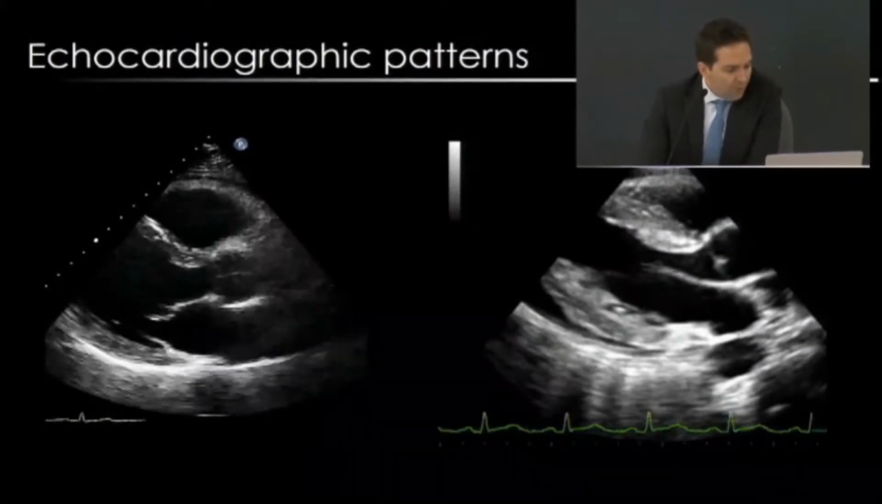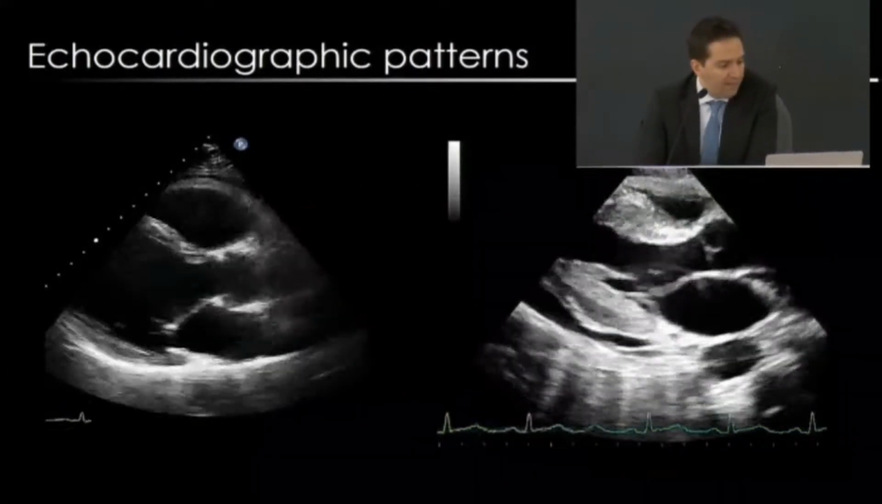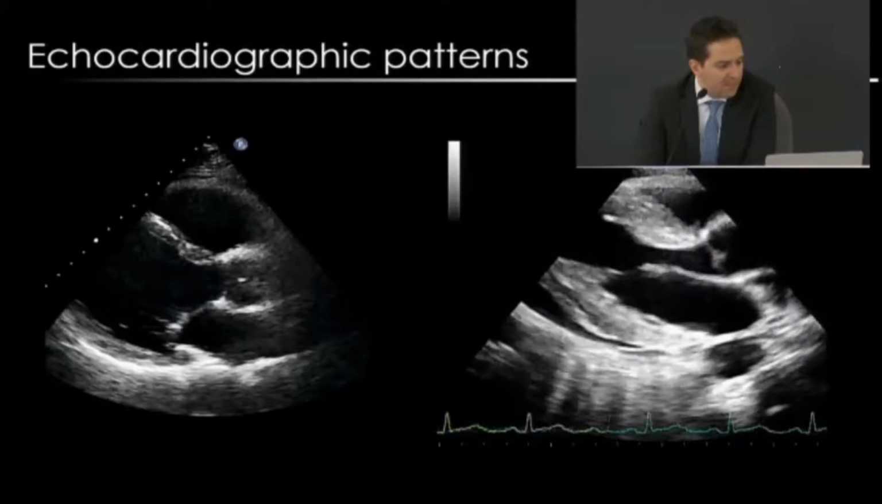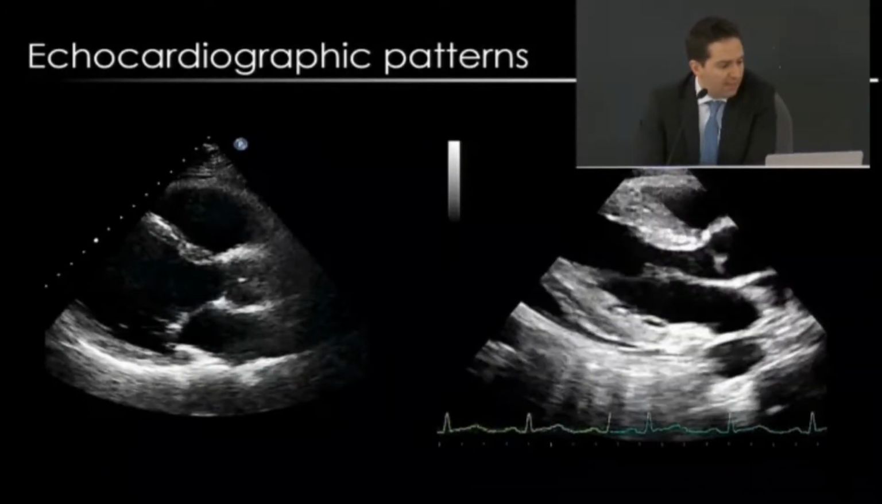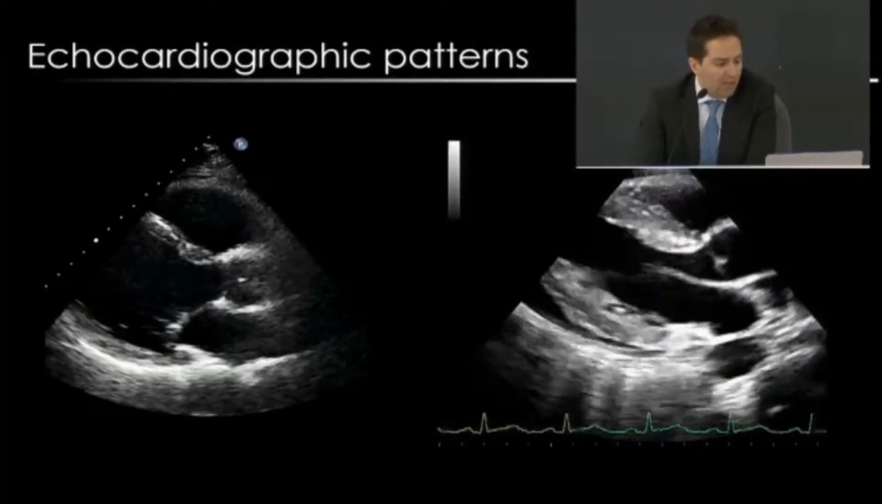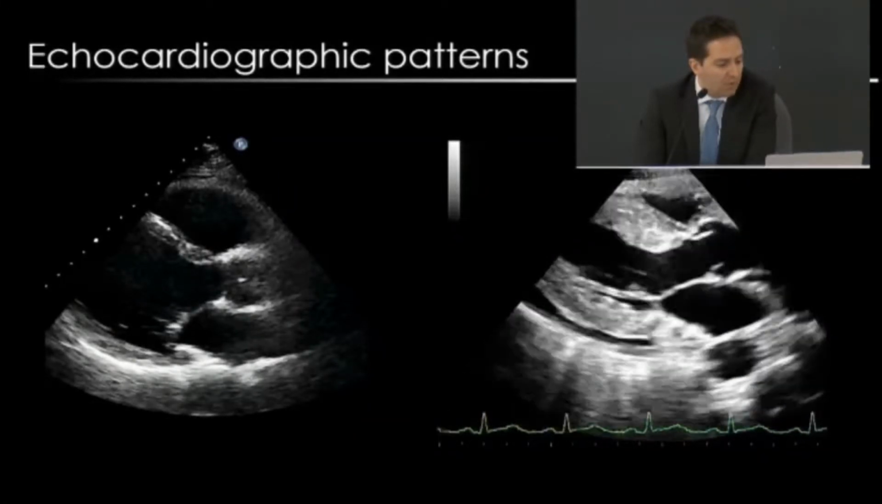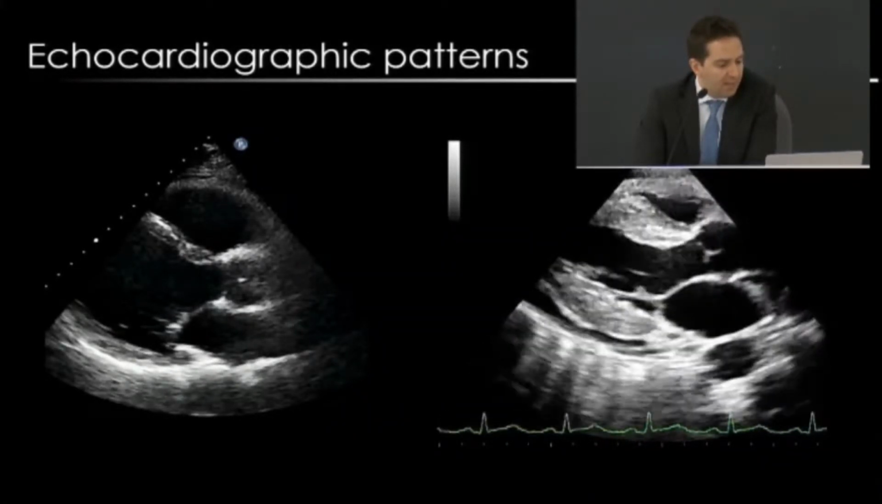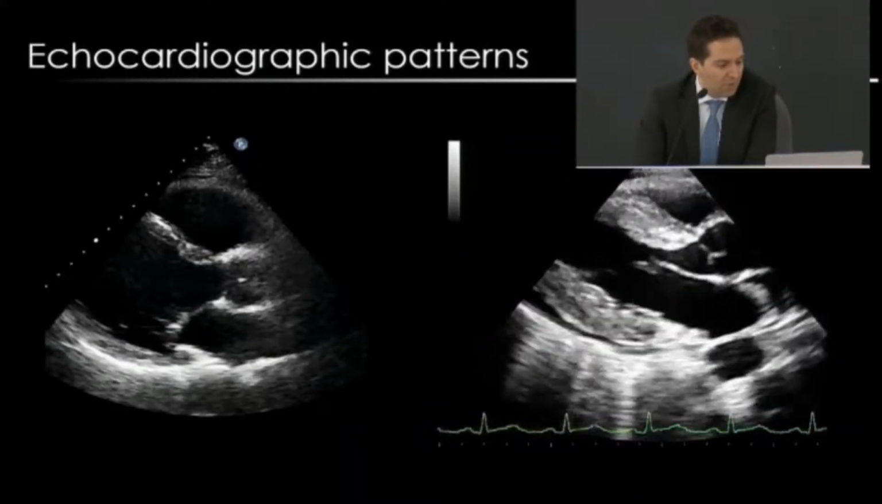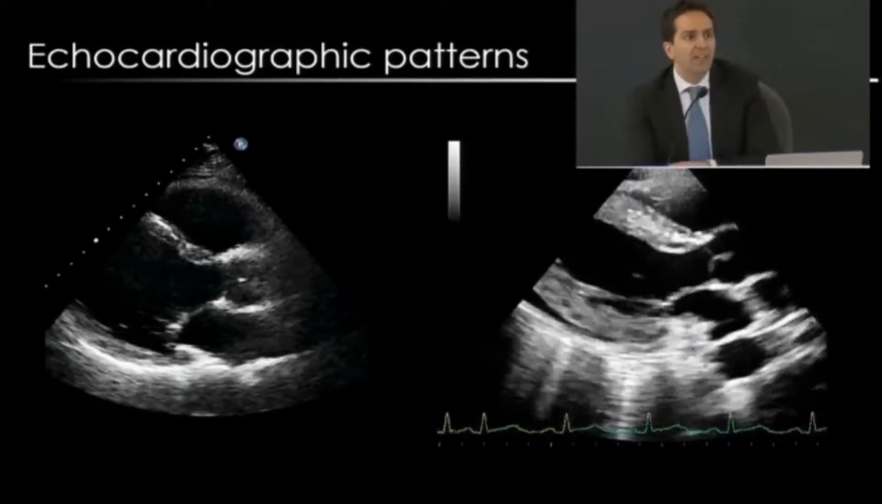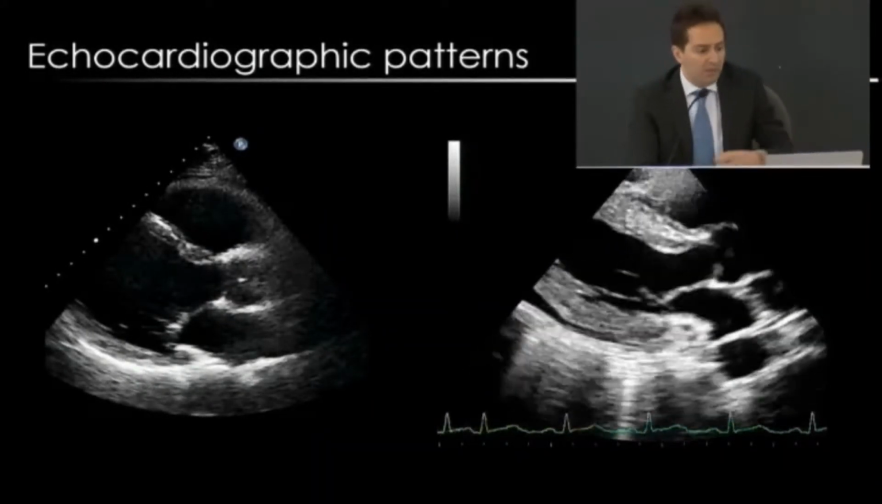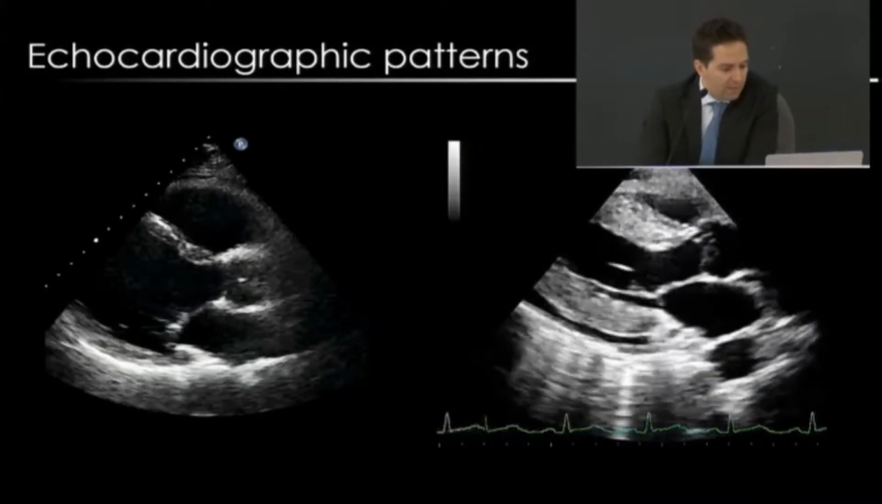So on echocardiography, you can identify different patterns. This is an example with a dilated left ventricle and thin walls. And this is another example, and you see that there are thick walls because of edema and a mild dysfunction, and also pericardial effusion. So the imaging findings can be extremely variable in individuals.